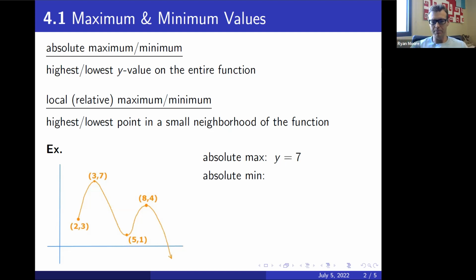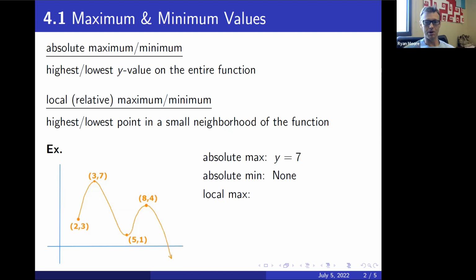How about the absolute min? Now this one can be tricky for a moment. We notice that there is a point down here. The lowest point that's labeled is at (5, 1). However, toward the right, the function is dropping down further than that and even has an arrow indicating that it's dropping and dropping to negative infinity. So it turns out here, there is no absolute min.